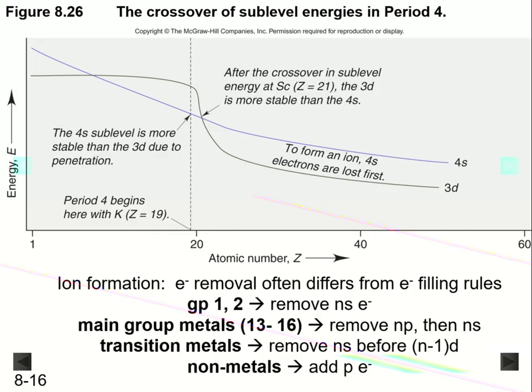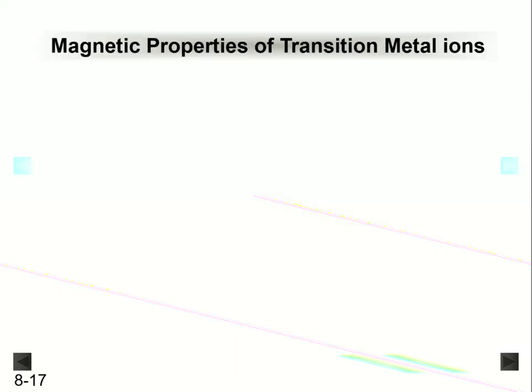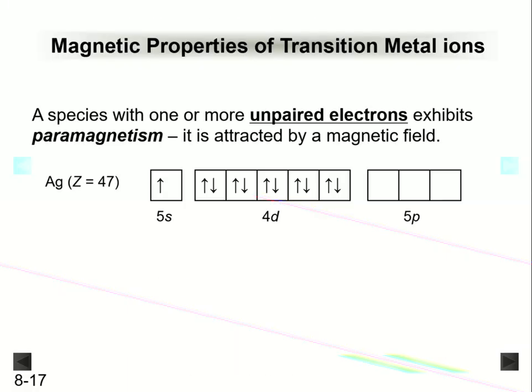So you should go through and make sure you understand these, because this will be important as we think about forming ions and forming chemical compounds. Next, we're going to look at magnetism.